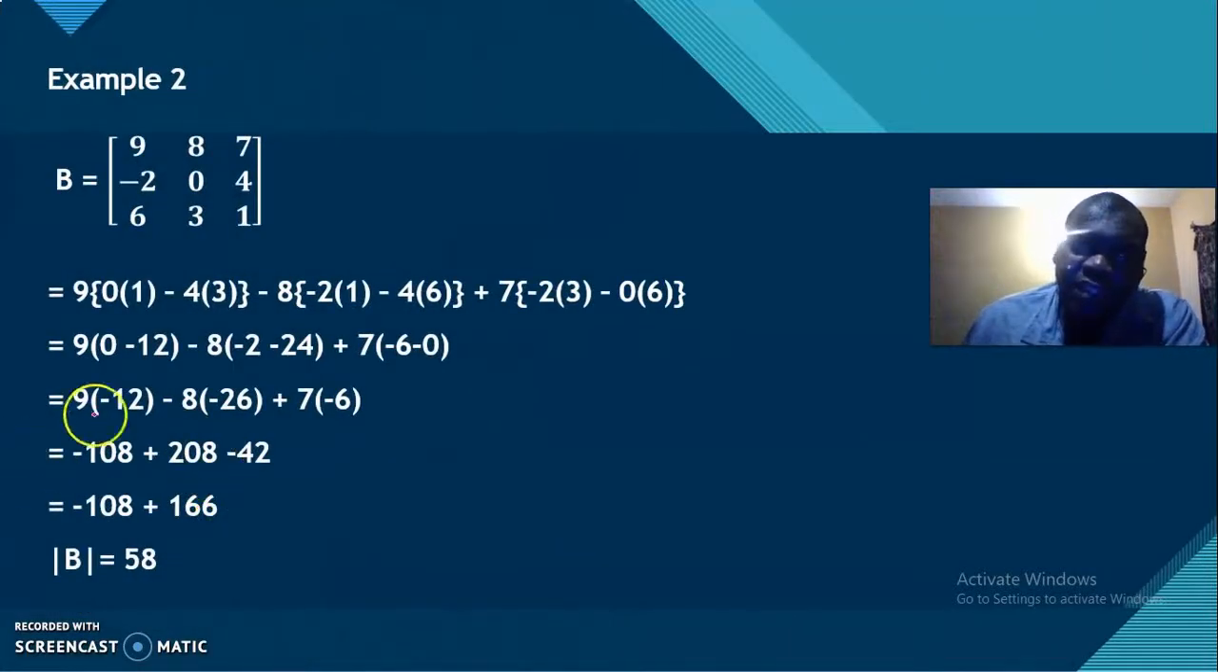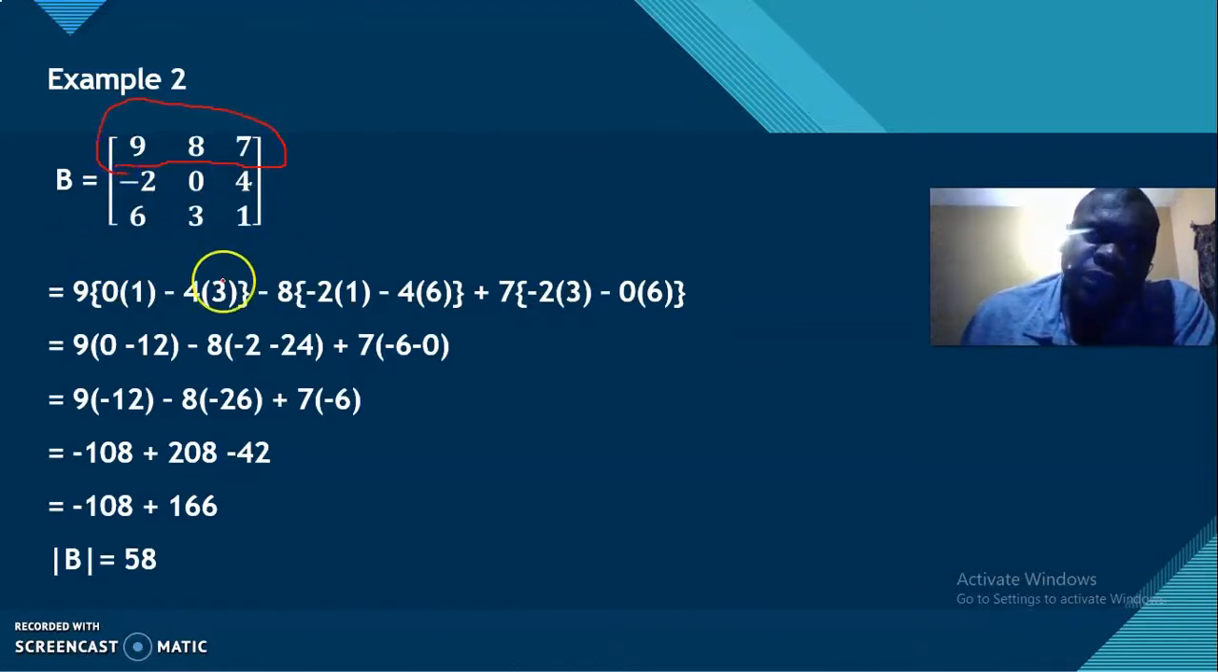Example 2 says B is equal to matrix 9, 8, 7, minus 2, 0, 4, then 6, 3, 1. Feel free to pause the video and work it out yourself. Like we did earlier, we are going to pick the elements in the first row. The 3 elements in this first row are what we are going to use to get the determinants, and convert the other equations to a 2 by 2 matrix in order for us to get the determinants.